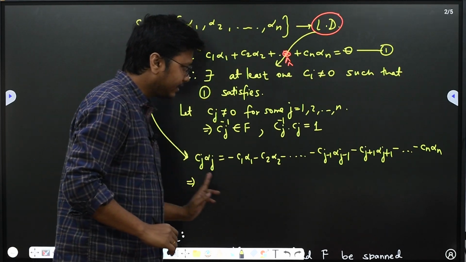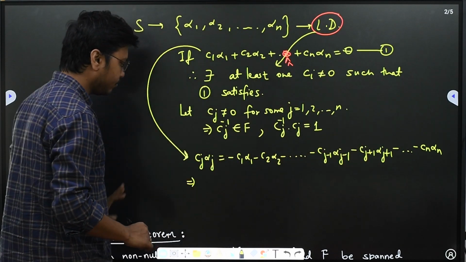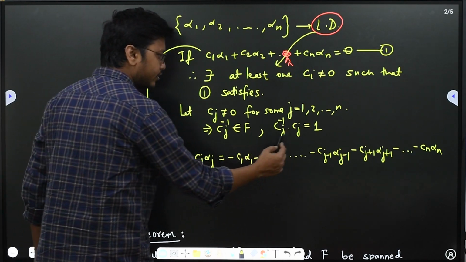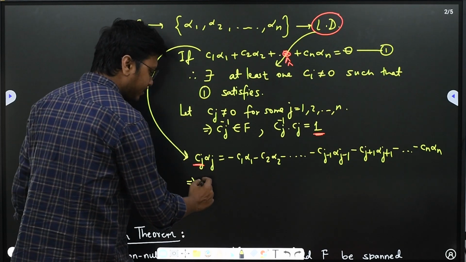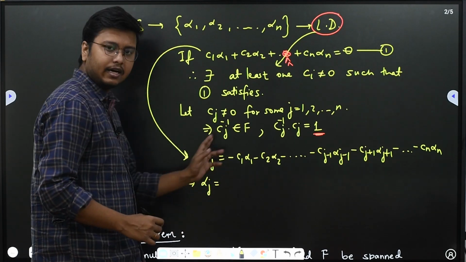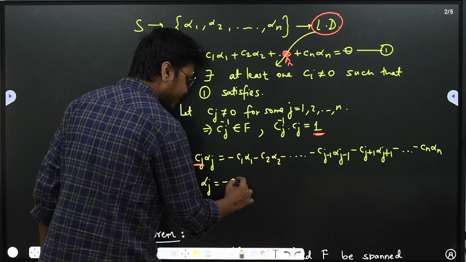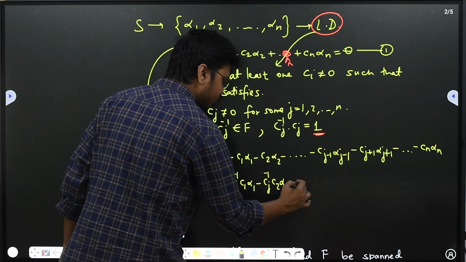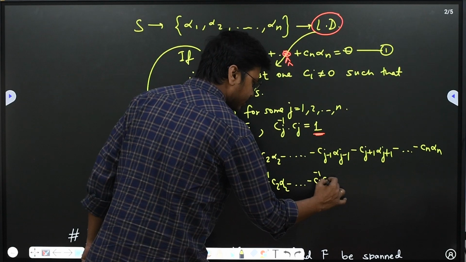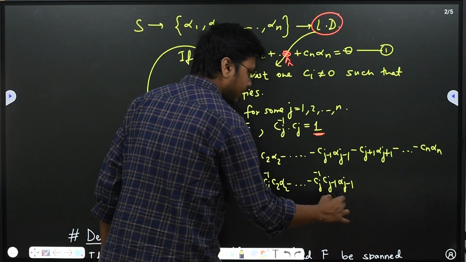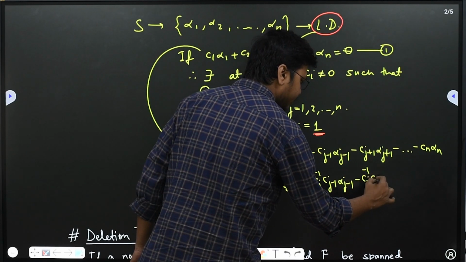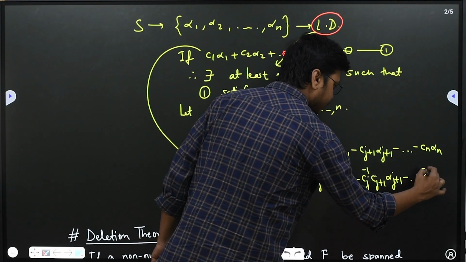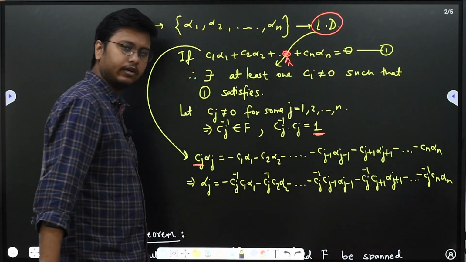Now I am multiplying this relation by Cj inverse on both sides. If I multiply by Cj inverse, you can see this Cj multiplied with the Cj inverse would give me 1, correct? So on the left hand side only alpha j will remain. On the right hand side I will have these kinds of things: minus Cj inverse C1 alpha 1, minus Cj inverse C2 alpha 2, minus Cj inverse Cj minus 1 alpha j minus 1, minus Cj inverse Cj plus 1 alpha j plus 1, and so on, minus Cj inverse Cn alpha n, right?